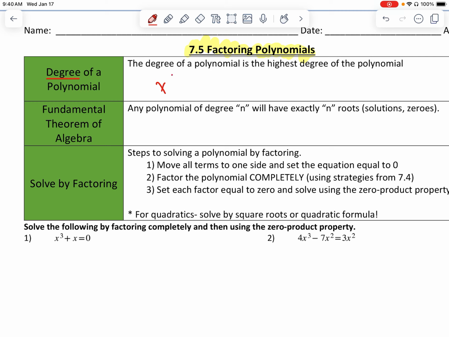It's like if you had x to the power of 5 plus maybe x squared plus 1. Whatever your biggest exponent is here, that's a 5, is your degree. So this would be degree 5.